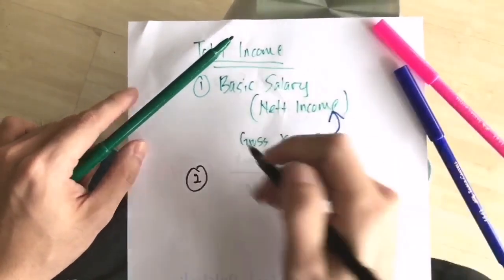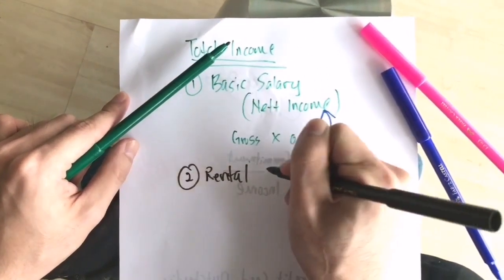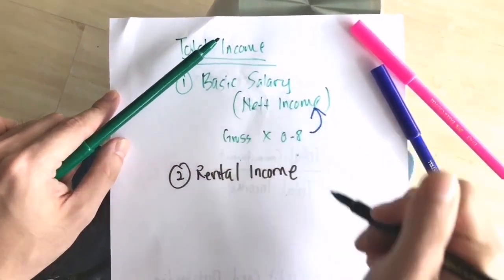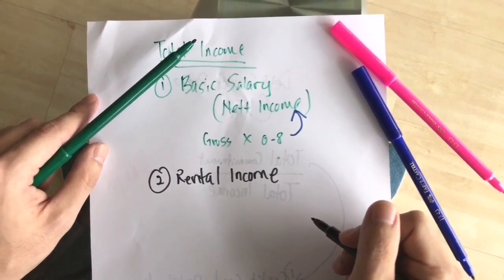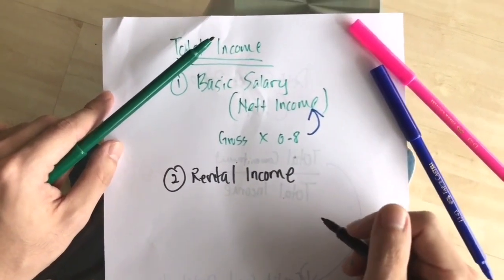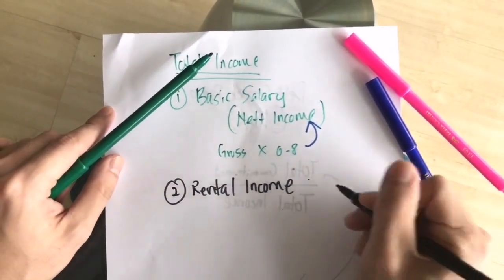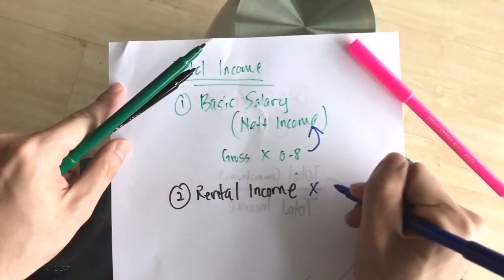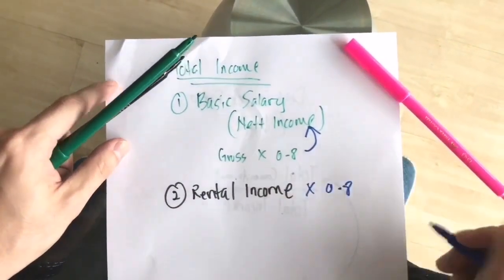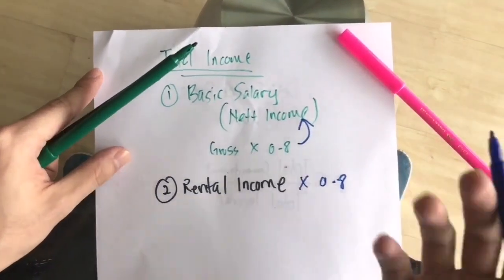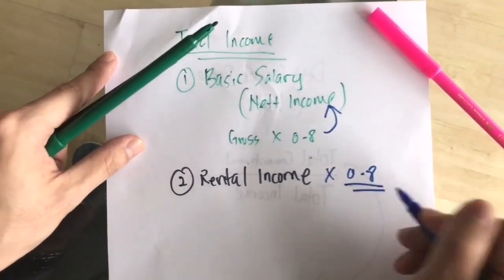Next, it's rental income. For rental income, let's say you rent for 3,000, they won't take 100%. What you usually do, you just times 0.8. Some banks take 0.7, but the rule of thumb is 0.8.